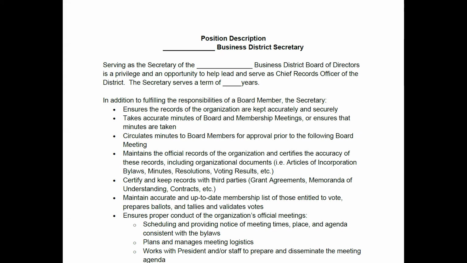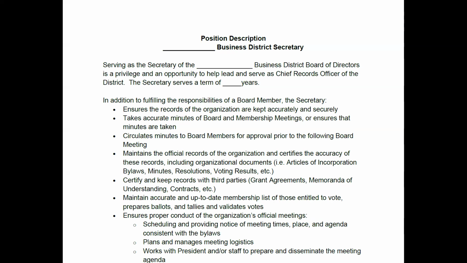And also keeping records with third parties. So this could be grant agreements, memoranda of understanding, contracts, things like that. Making sure that once something is signed, it ends up in that drive, or a lot of times there could be paper copies as well.